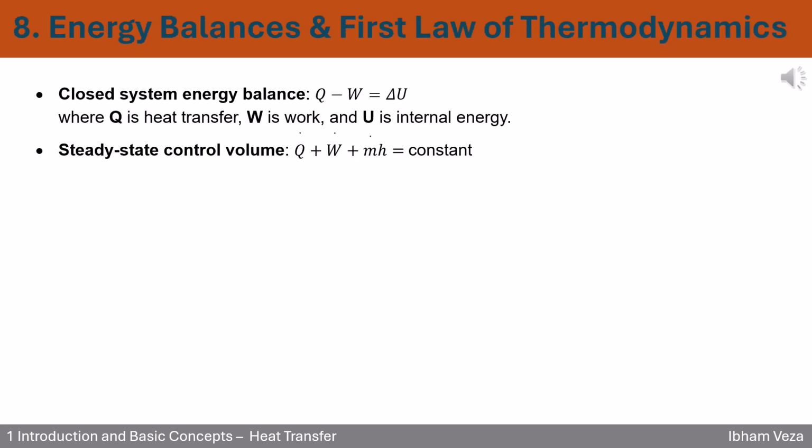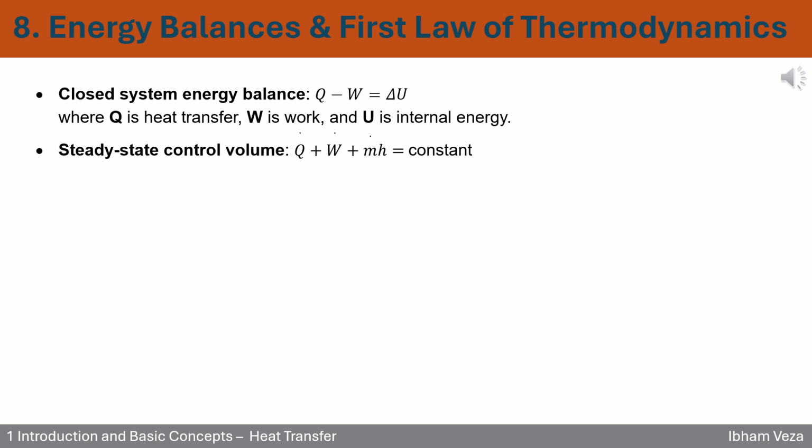8. Apply energy balances and the first law of thermodynamics. Let's wrap up by linking heat transfer to the energy balance principle. The first law of thermodynamics tells us energy is conserved. It's just transferred or transformed. In a closed system, the rule is simple. Q minus W equals delta U, where Q is heat transfer, W is work done, and U is internal energy.